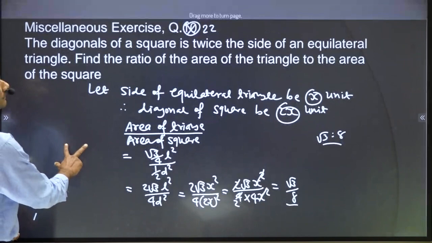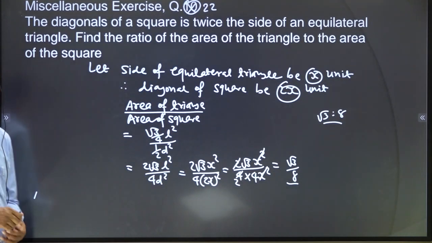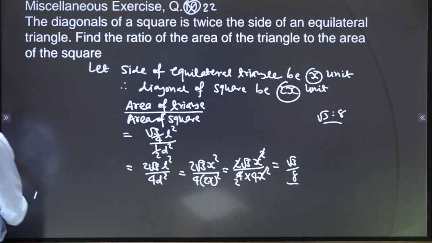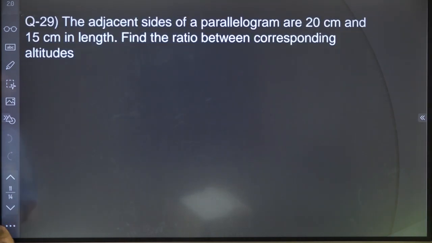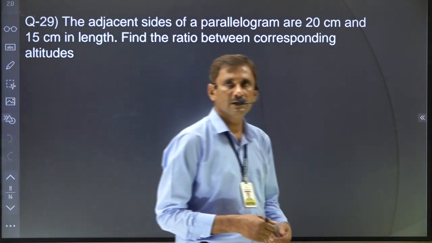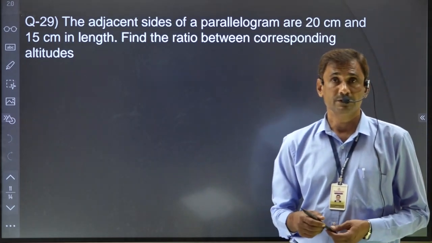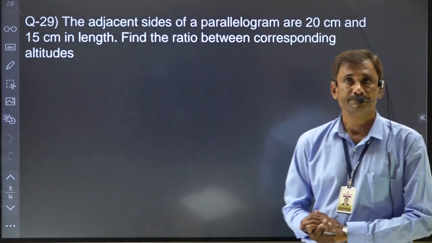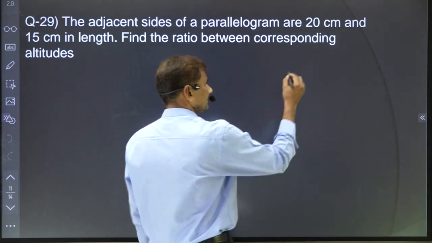Okay, 22 from miscellaneous exercise. Now, adjacent sides of a parallelogram are 20 and 15. Find the ratio between corresponding altitudes. So understand well, it is very simple here.